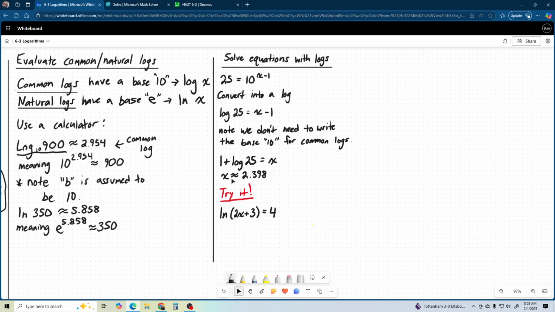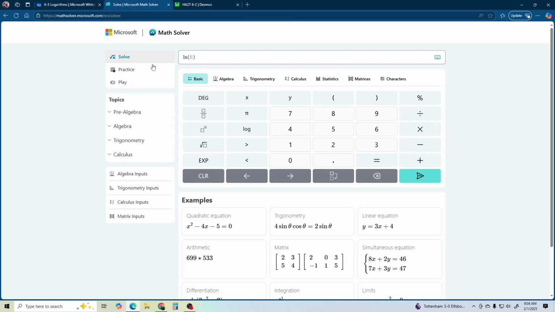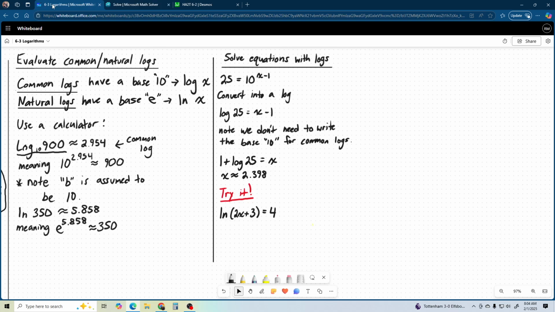And then we are looking for the ln of 350. So let's just type 350. And we get 5.858, right? So if we go back here, we get 5.858.